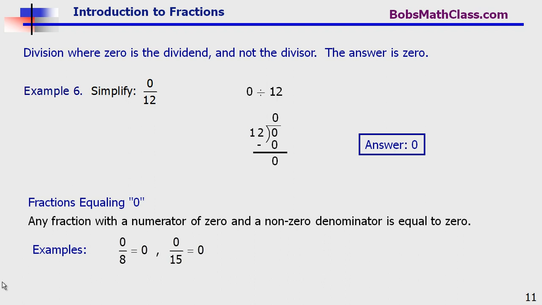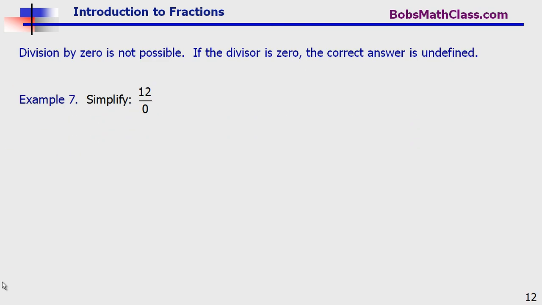So 0 over 8 is 0. 0 over 15 is 0. Remember, the denominator is not 0. We'll talk about that next. Okay, here we go. Division by 0 is not possible. If the divisor is 0, that's the bottom number, the correct answer is undefined.